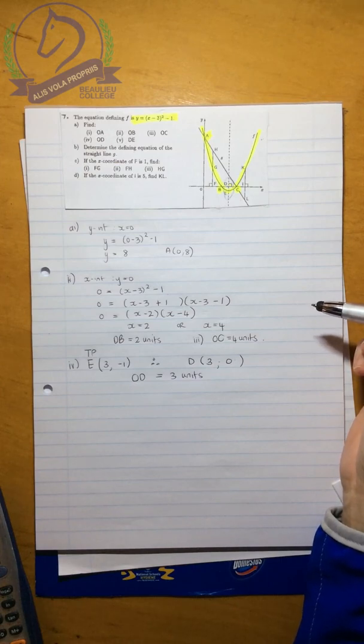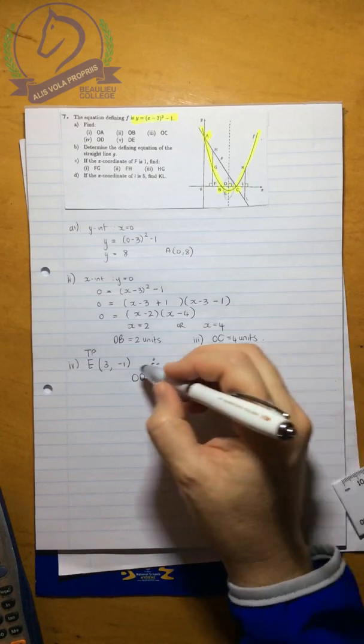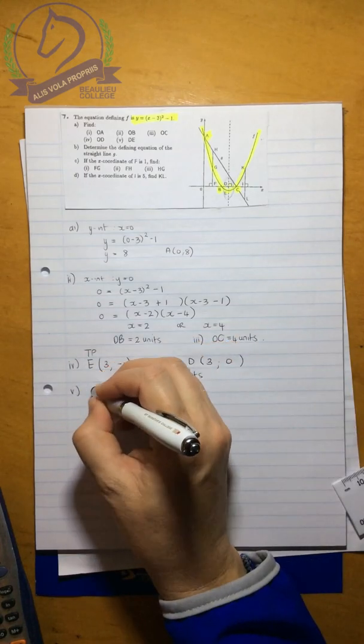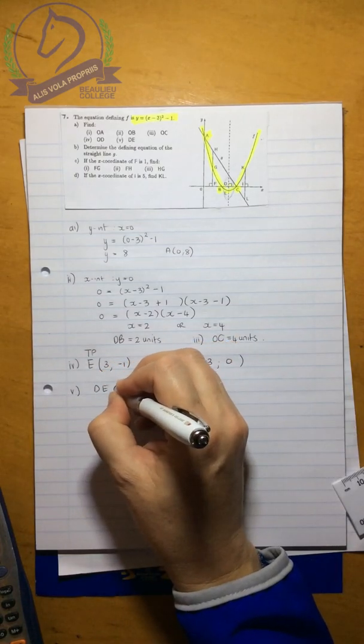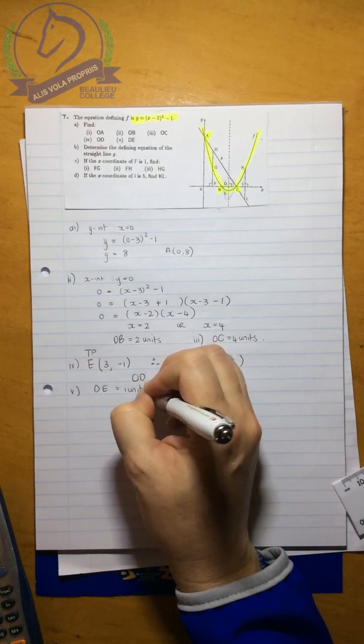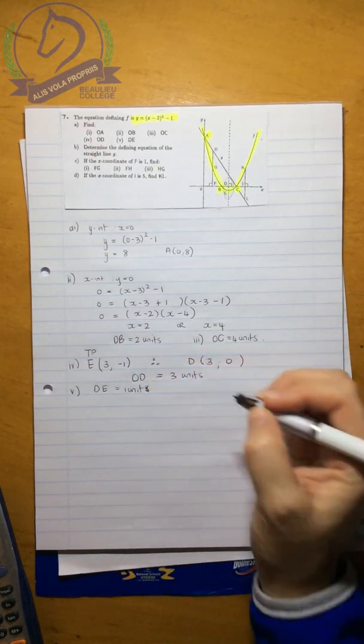And then they want to know what is the distance from D to E. Well, 0 to minus 1 means DE will have a distance of 1 unit.